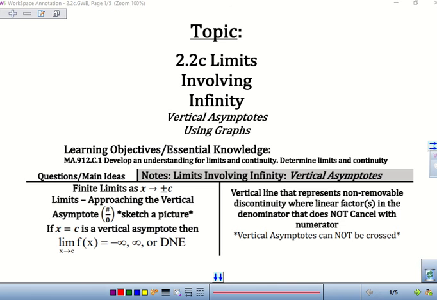So, today we're going to be doing 2.2c, which is limits involving infinity, and now we're going to be talking about vertical asymptotes. So, the last few days we've been talking about horizontal and oblique. Now we're going into vertical. We'll do vertical tomorrow as well.